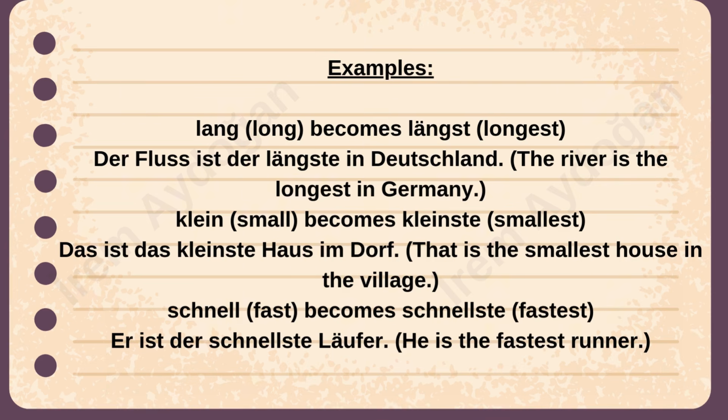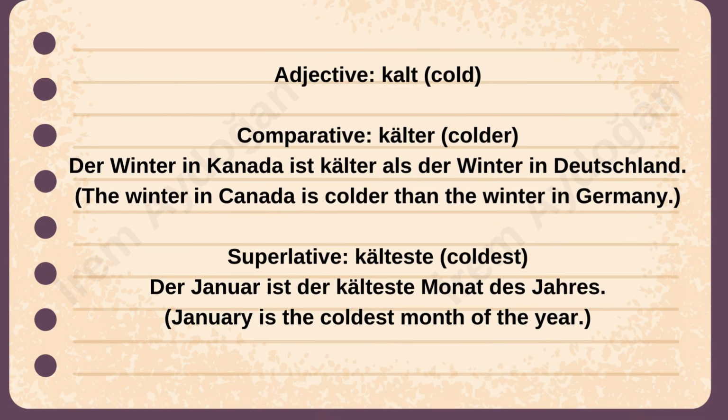Schnell, it means fast, becomes schnellste, I mean fastest. Ist der schnellste Läufer, he is the fastest runner. And be careful, der schnellste Läufer, he is the fastest runner. Der Januar ist der kälteste Monat des Jahres. January is the coldest month of the year.